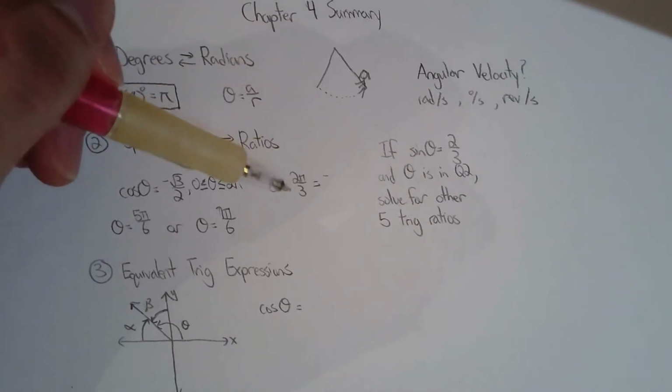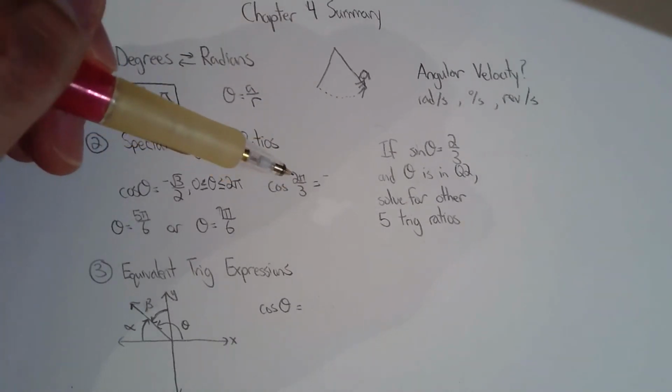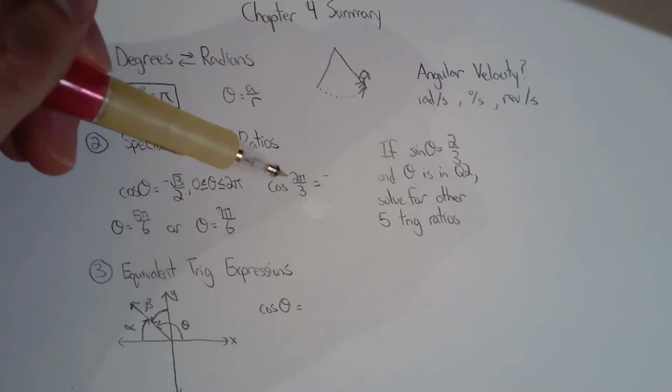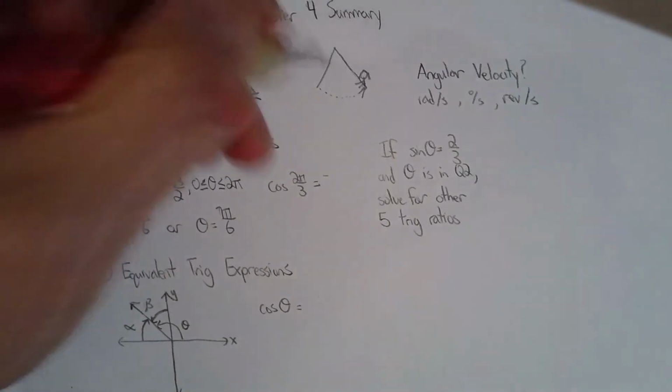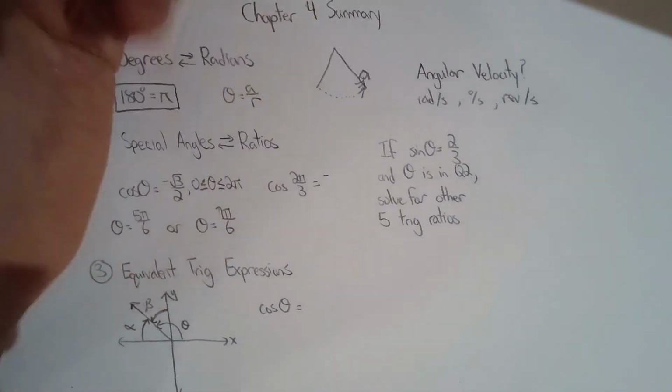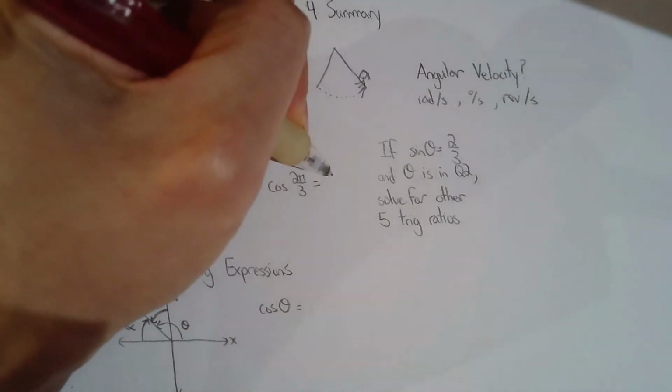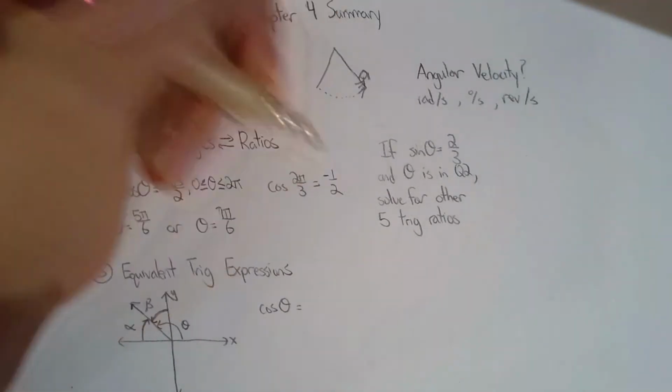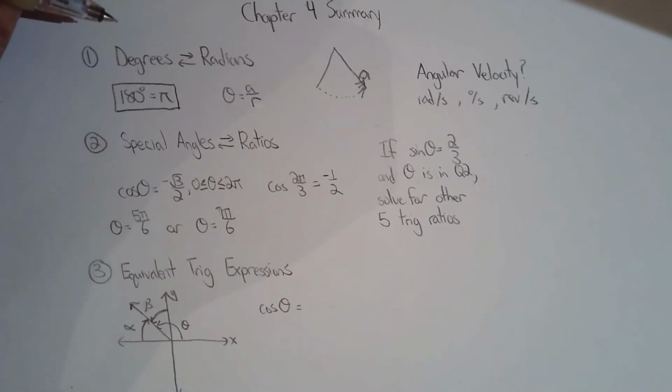Cos of 2 pi over 3. Here I give you the angle and your job is to give me the ratio. Second quadrant means it's negative, and then the ratio would be 1/2 because the reference angle is pi over 3.